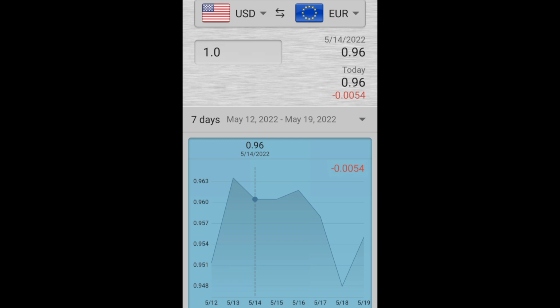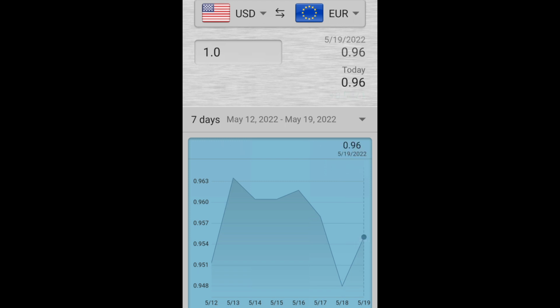For May 14, 1 US dollar is equivalent to 0.960 euro. For May 15, 1 US dollar is equivalent to 0.960 euro. For May 16, 1 US dollar is equivalent to 0.962 euro. For May 17, 1 US dollar is equivalent to 0.958 euro.